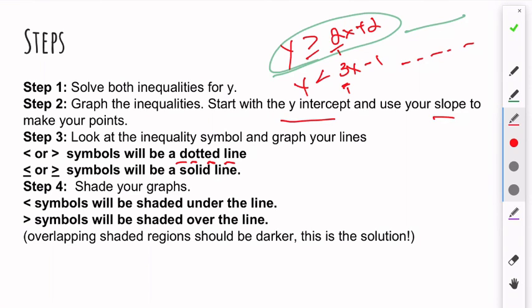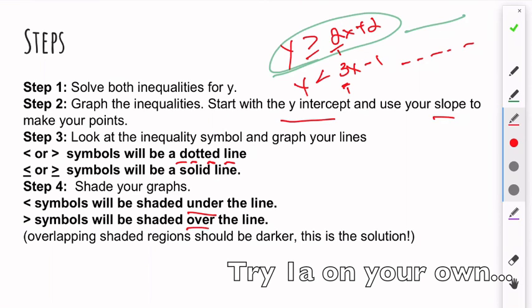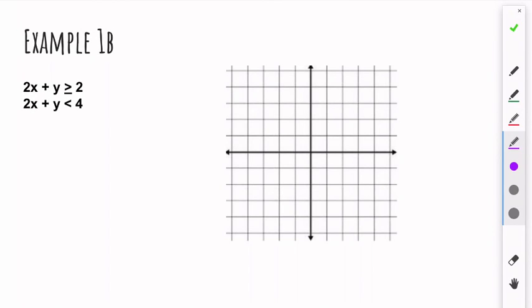Then for step 4, you're going to shade your graph. If it is less than, think about it, if it's less than the line, then you're going to shade under the line. But if it is a greater than symbol, you will be shading over the line. Any overlapping shaded regions should be darker because that is going to be the solution.